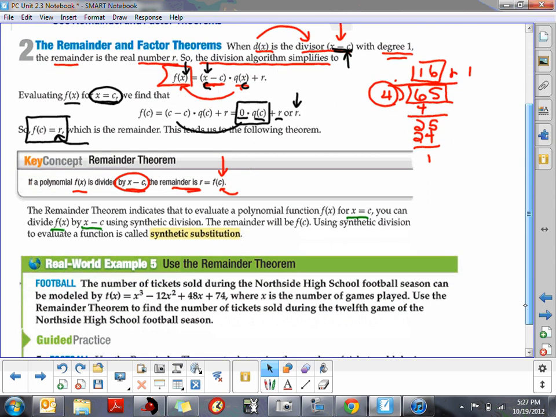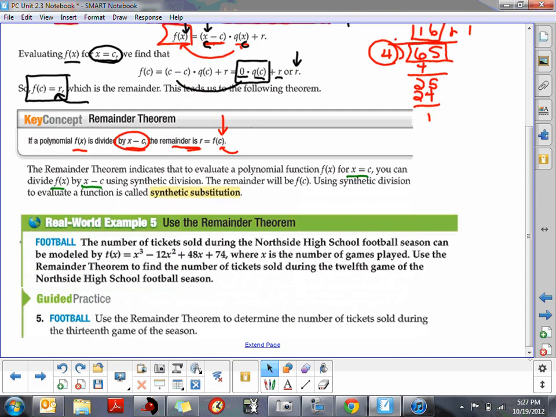Now what we're going to do is use this process called synthetic substitution to evaluate a function at a given value, because that's basically what we're doing. The remainder is going to be the same value as if we plugged that value into the function to begin with.